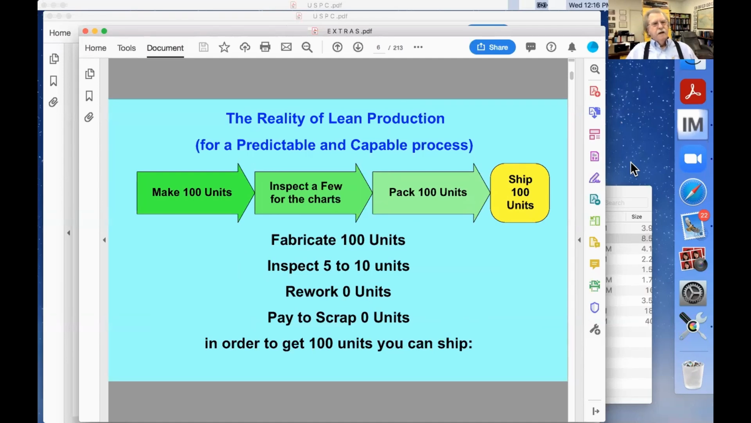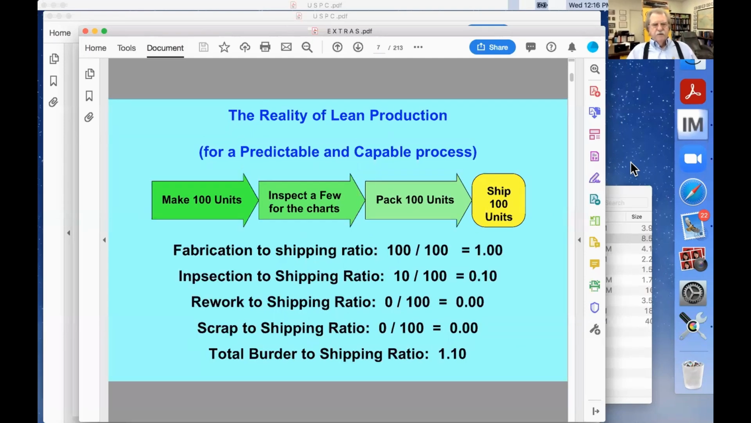Compare that with the reality of lean production for a predictable and capable process. Page 3. Make 100 units, inspect a few for the charts, pack 100 units. So you fabricate 100, you inspect 5 to 10, rework none, scrap none, ship 100 units. So their total burden here is what, 1.1 to 1? Who's going to have the cost advantage in competition here?